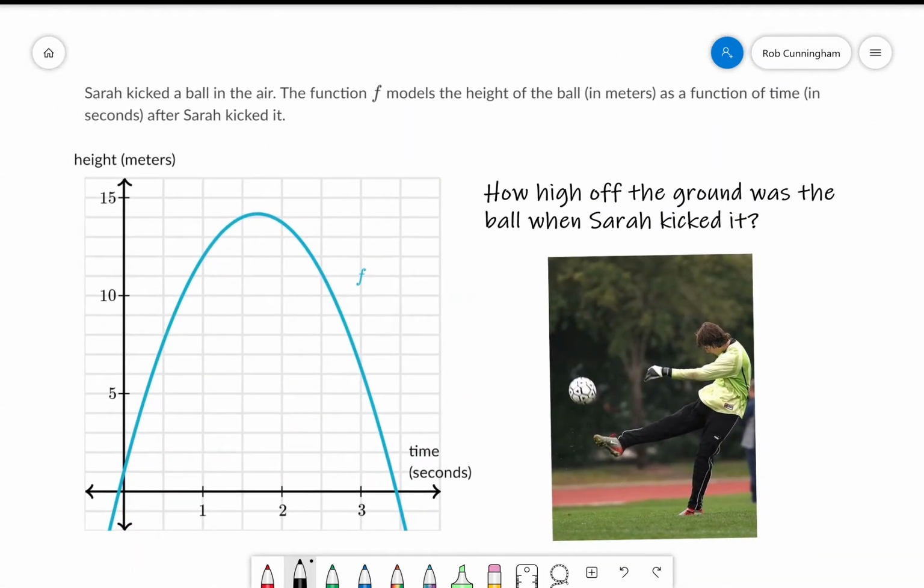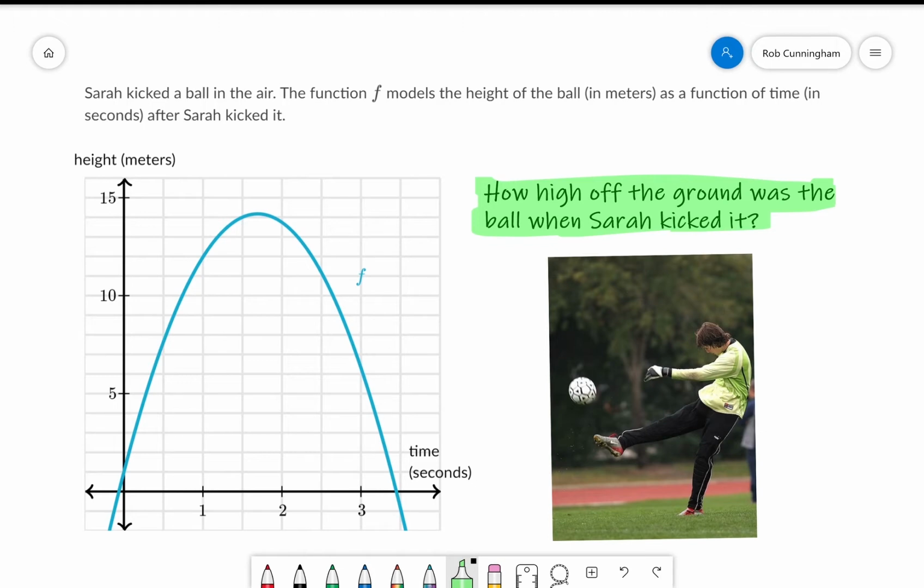Sarah kicked a ball in the air. The function f, that's this graph right here, models the height of the ball in meters as a function of time in seconds after Sarah kicked it. The question is, how high off the ground was the ball when Sarah kicked it? So again, this is an example of a kind of problem that is subtly asking you for the y-intercept. It's not going to say find the y-intercept, because in the real world people don't talk like that.